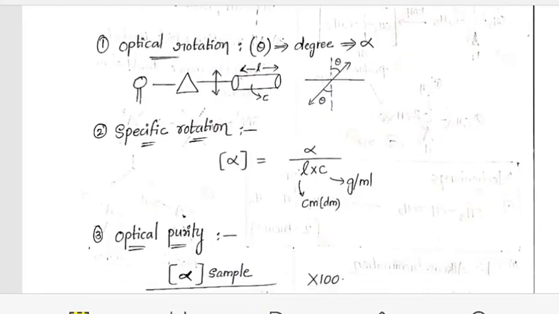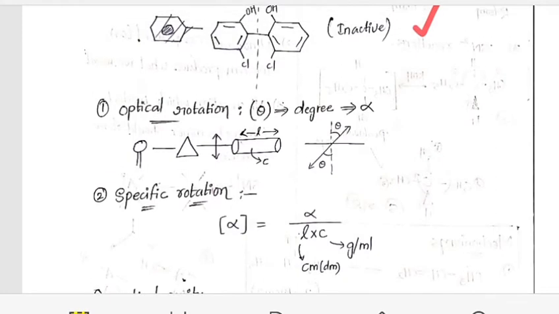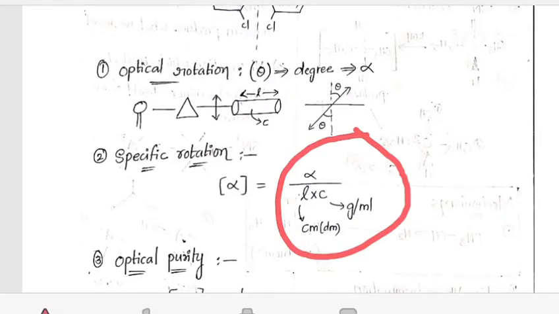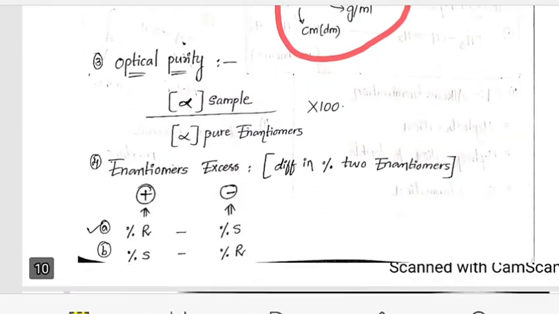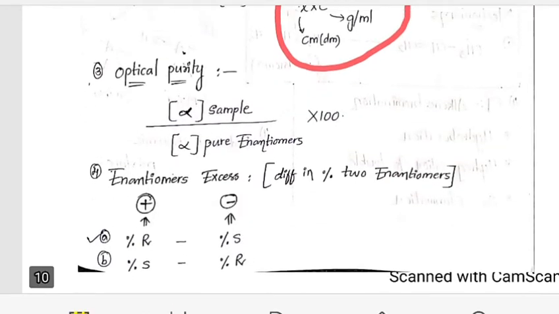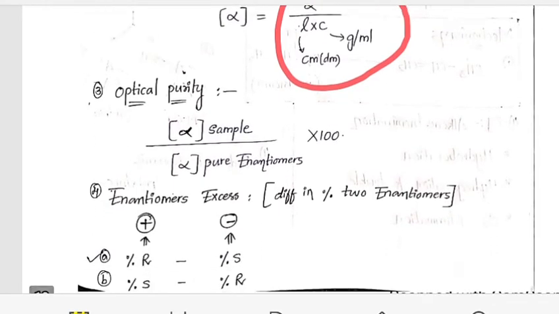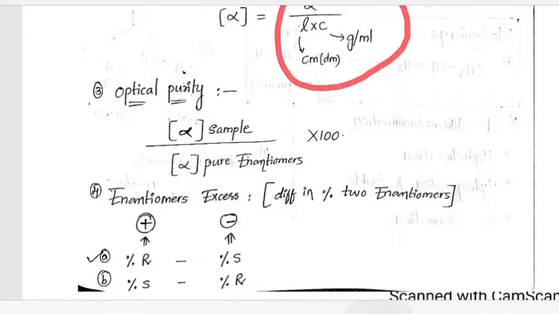Optical rotation is represented with theta, and the specific rotation with alpha, and the specific rotation is represented as alpha by l into c. Here the units are important, the formula may not be important, the units are important here. And for optical purity, the formula is important: specific rotation of the sample divided by specific rotation of the pure enantiomer into 100 will give the optical purity.